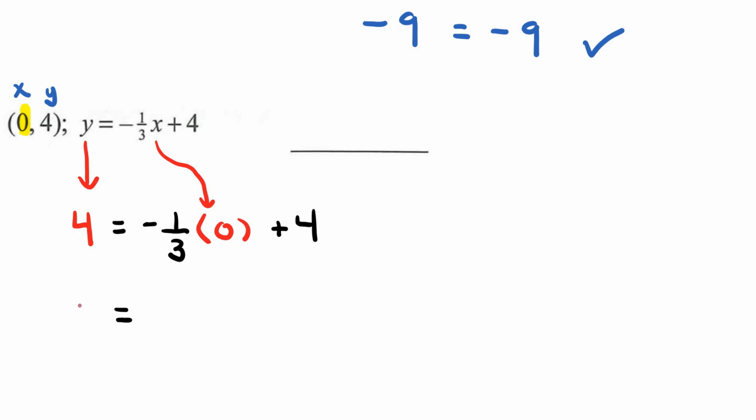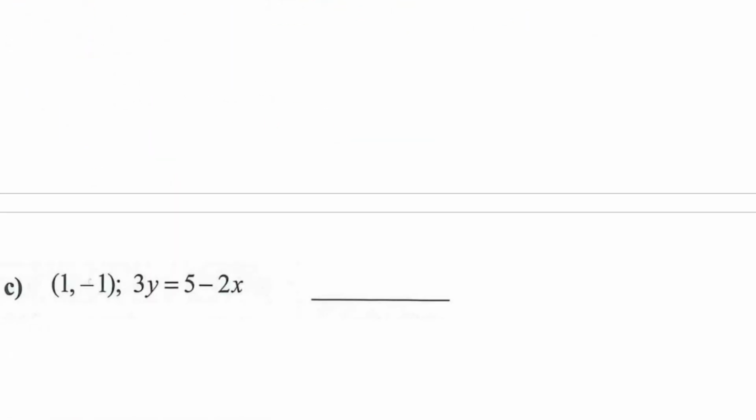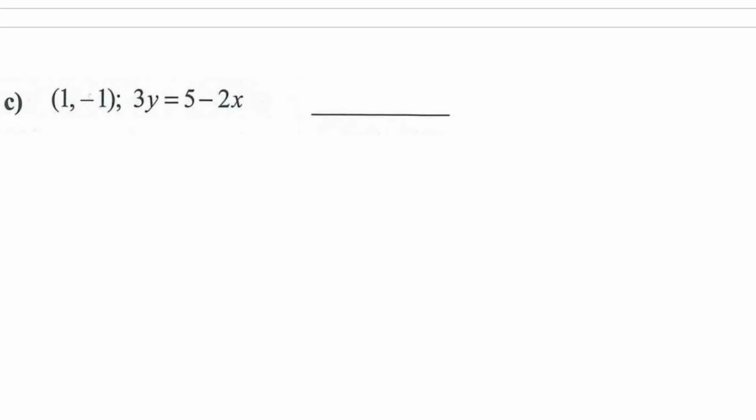On the left-hand side, I still have the number 4, and on the right-hand side, there's -1/3 times 0. Anything times 0 is 0, so we're just left with the plus 4. So let's go ahead and bring that down. 4 equals 4, so this is definitely a solution. Okay, let's keep on going here. We're just using different numbers and different equations now.